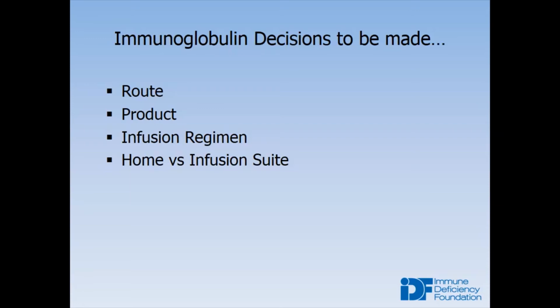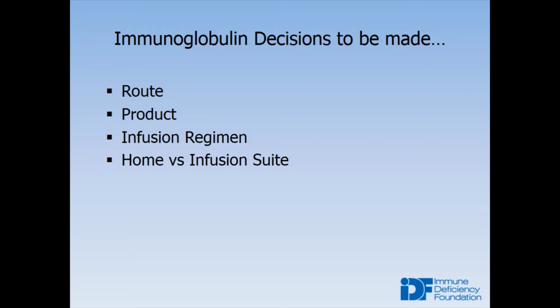What's the regimen going to look like? You can do subcutaneous gamma globulin every day, up to every 14 days. You can do facilitated sub-Q from weekly to every 4 weeks. You can do IV. I have patients that I give IV every 2 weeks to, up to every 4 weeks. So there's lots and lots of different kinds of regimens. And then where you do your infusion is another important decision.